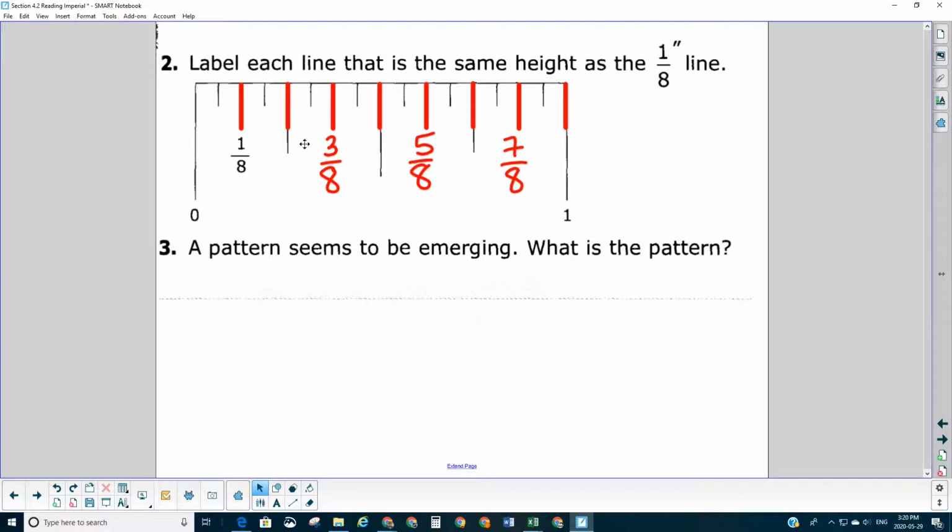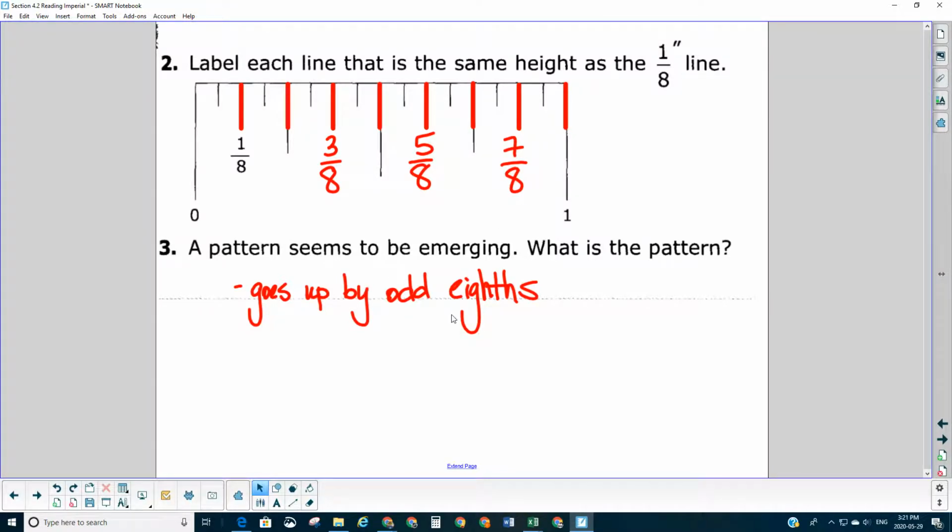Well, if we think of the numbers 1, 3, 5, 7, those are all the odd numbers. And each of these then are the odd parts of the fractions. So why is that? They're going up by odd eighths. So 1/8, 2/8 is an even eighth, 3/8 is an odd eighth, 4, 5, 6, 7, and then 8.